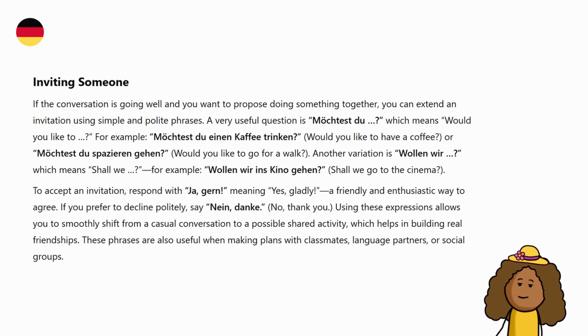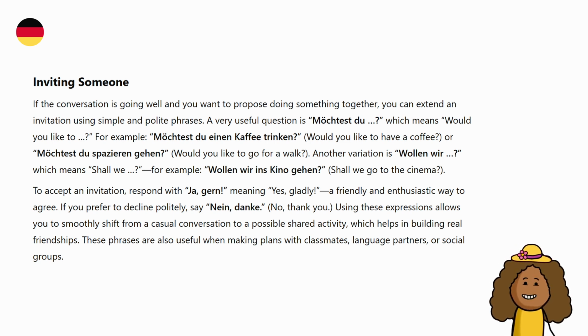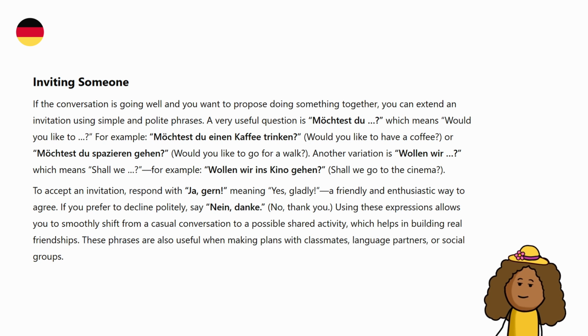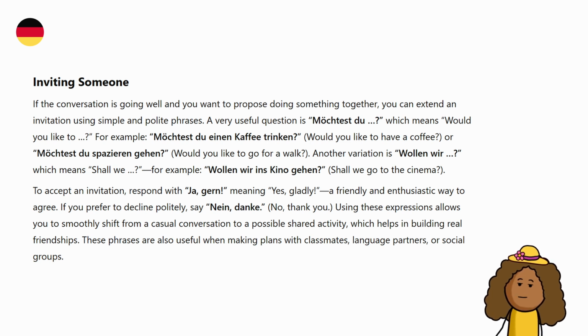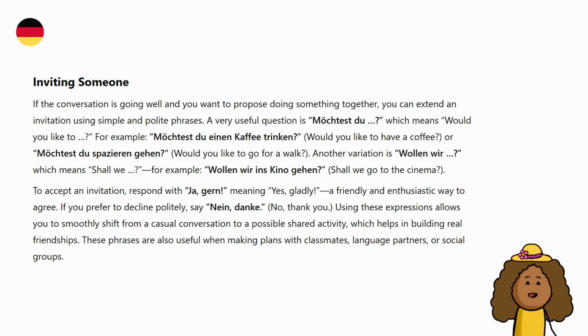Another variation is "wollen wir", which means shall we? For example, "Wollen wir ins Kino gehen?" Shall we go to the cinema? To accept an invitation, respond with "ja, gern", meaning yes, gladly, a friendly and enthusiastic way to agree. If you prefer to decline politely, say "nein, danke." Using these expressions allows you to smoothly shift from a casual conversation to a possible shared activity, which helps in building real friendships. These phrases are also useful when making plans with classmates, language partners, or social groups.